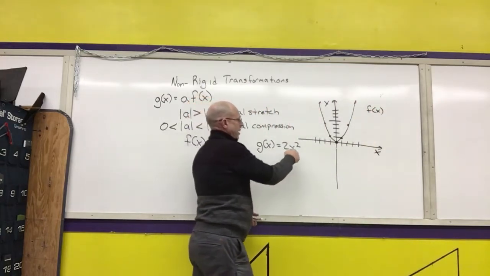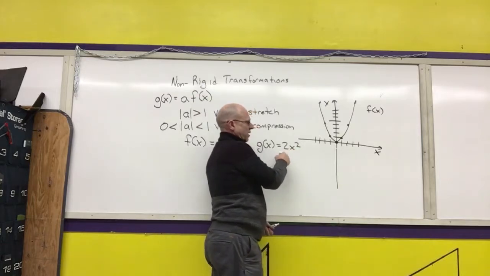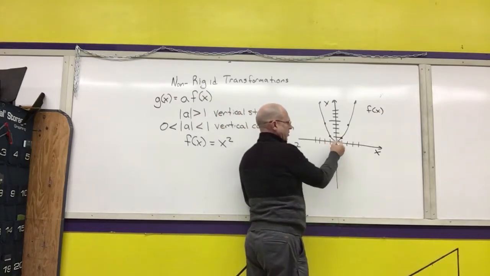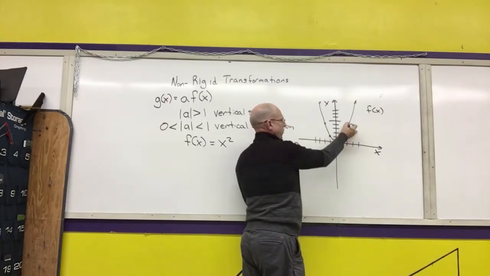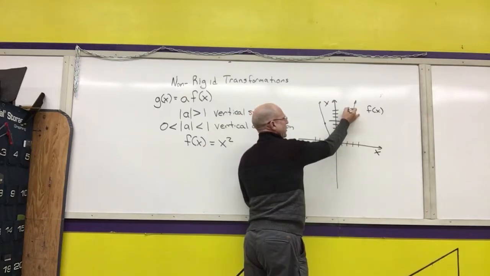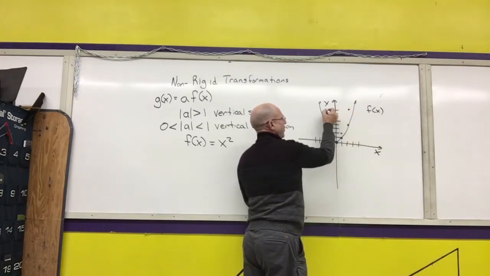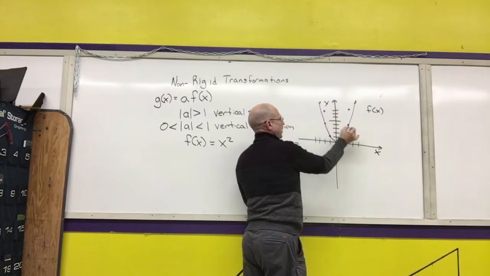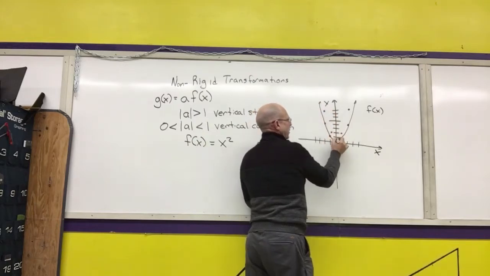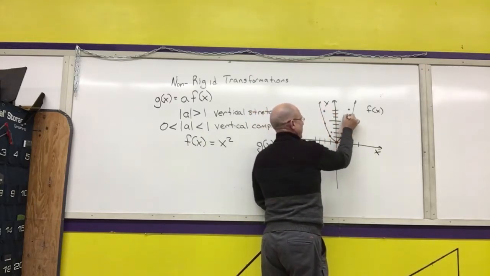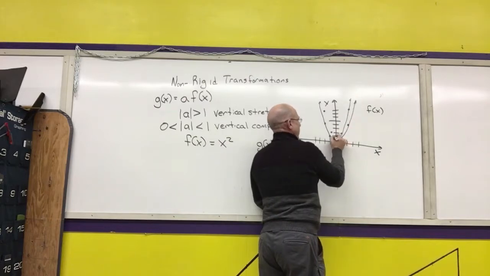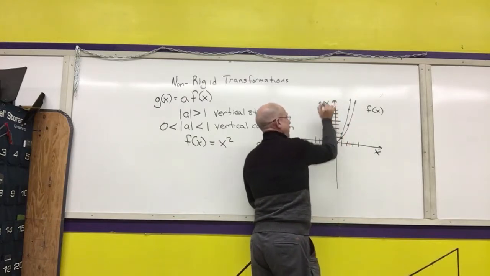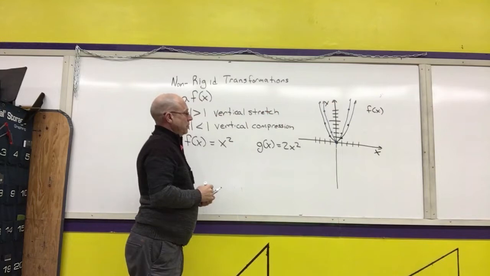G of x, I take each of these values and then multiply them by 2. So 0 times 2 is 0. The 1 times 2 is 2. The 4 times 2 is 8. Graphing using symmetry. And that would be my function g of x.